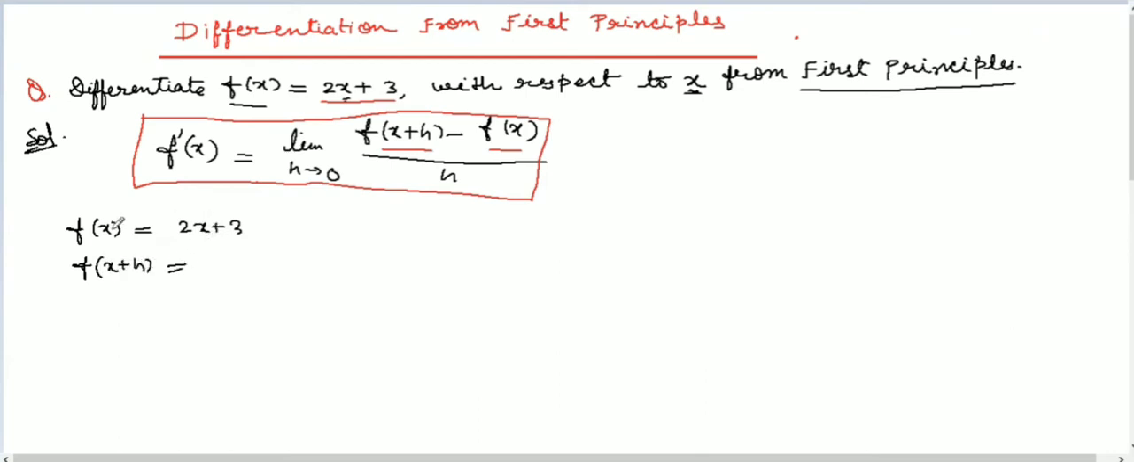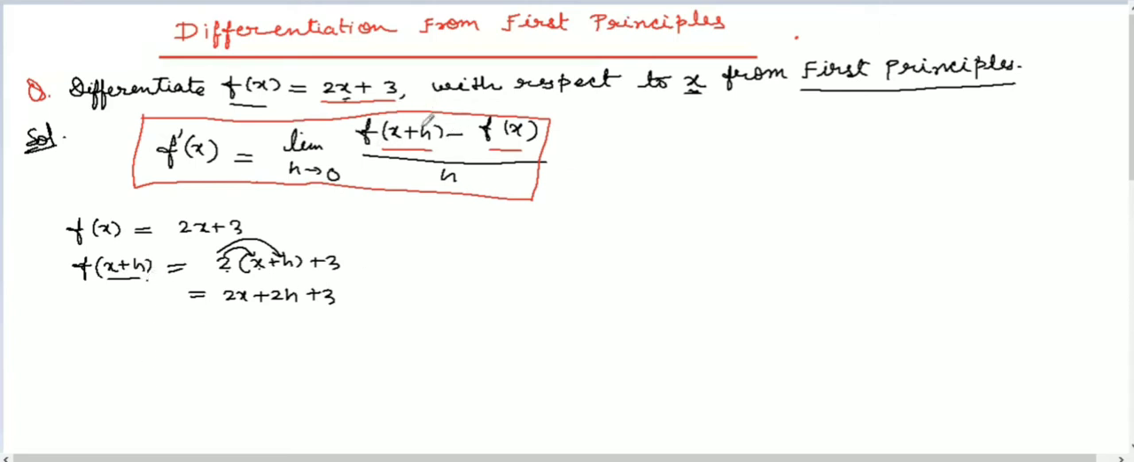In place of x, here is x and here is x plus h. So in place of x, just substitute x plus h. 2 times, in place of x, I am going to write x plus h, plus 3. And then multiply it and open the bracket. So 2 times x, plus 2h, plus 3. So this is your f(x+h).